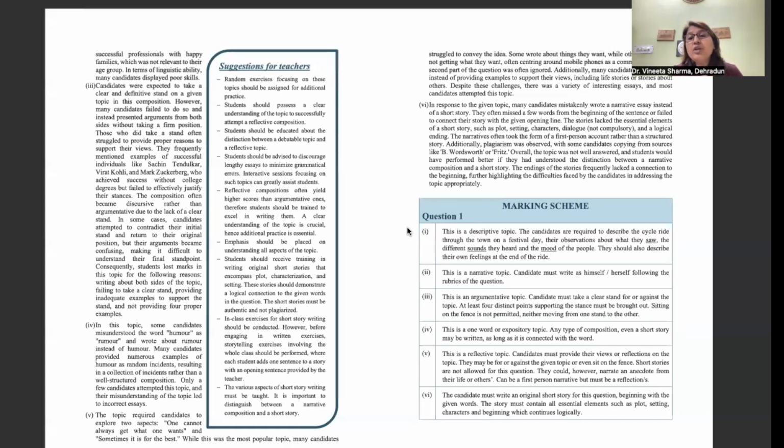They often missed a few words from the beginning of the sentence or failed to connect their story with the given opening line. The stories lacked the essential elements of a short story, such as plot, setting, characters, dialogues (not compulsory), and a logical ending. The narratives often took the form of a first person account rather than a structured story. Additionally, plagiarism was observed, with some candidates copying from sources. Overall, the topic was not well answered, and students would have performed better if they had understood the distinction between a narrative composition and a short story.